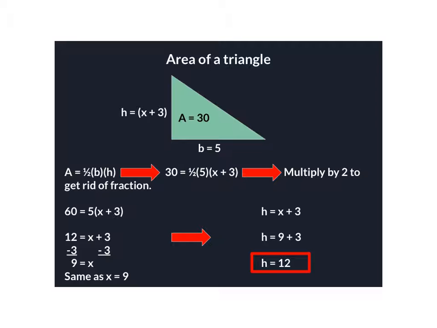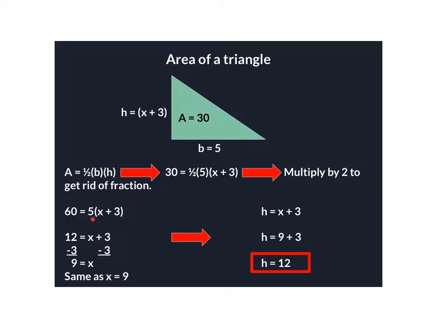If I multiply this whole right side by 2, really what I'm doing is I'm multiplying 1/2 by 2, which is the same as 1, and then 1 times 5 is 5, so nothing changes. So then we're left with, over here, just 5 times x plus 3. So again, we took this equation, multiplied both sides by 2. 30 times 2 gave me 60. This whole right side times 2 makes that fraction disappear. And then we get the 5 times x plus 3 down here.